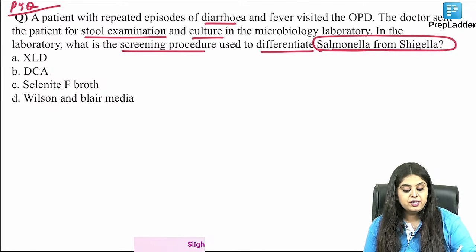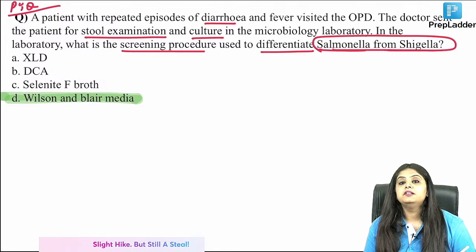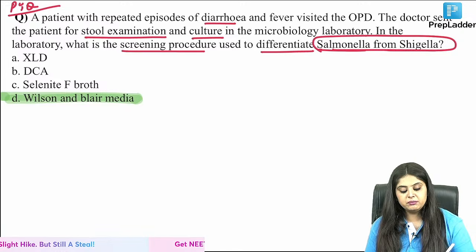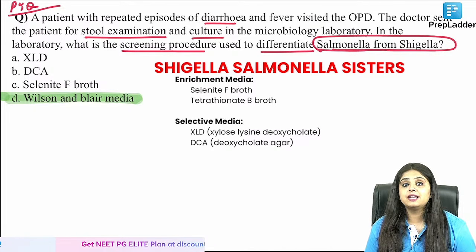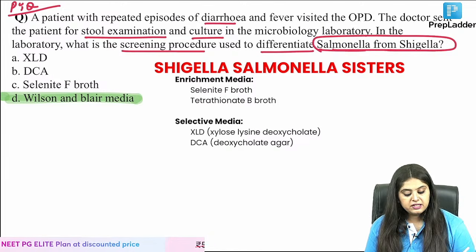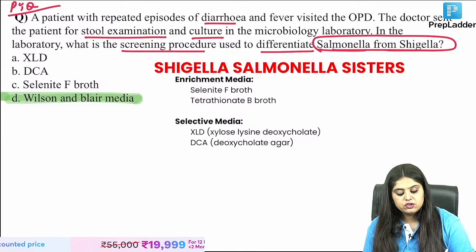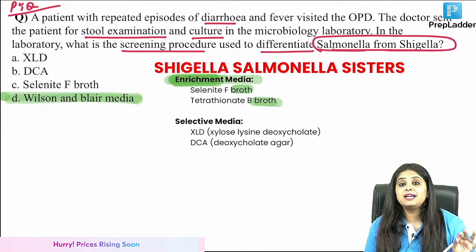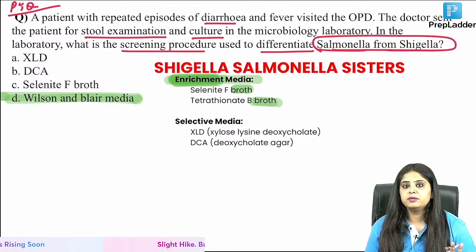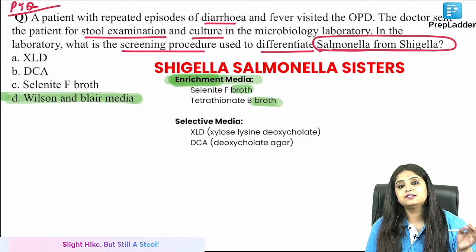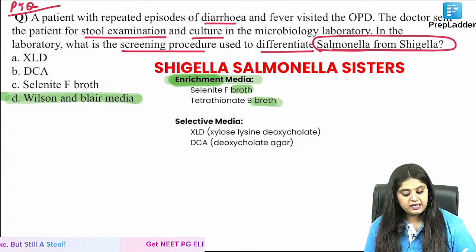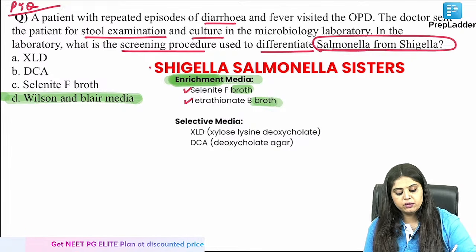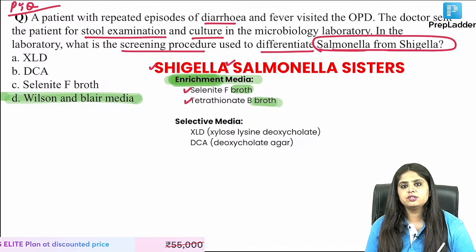How bad of you. That is separated how? By Wilson and Blair media. So first, let's establish what is common. When I call them Salmonella-Shigella sisters, it means everything about them is the same. The enrichment media is the same for both. By the way, when the word enrichment comes, you have to use the word broth, meaning enrichment media, not enriched media. Enrichment media is a broth, a liquid. So selenite F broth and tetrathionate broth are used for both Salmonella and Shigella.